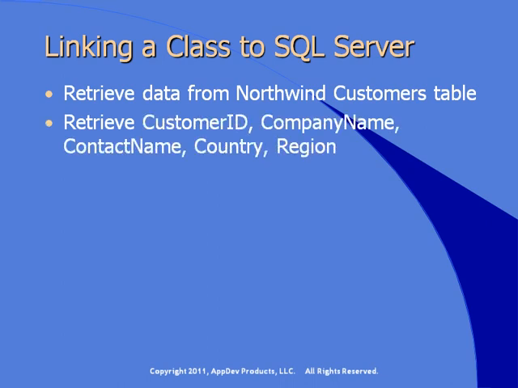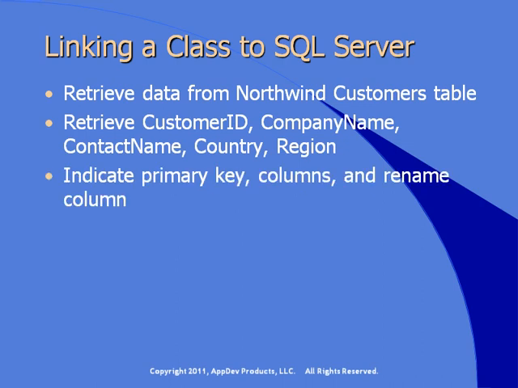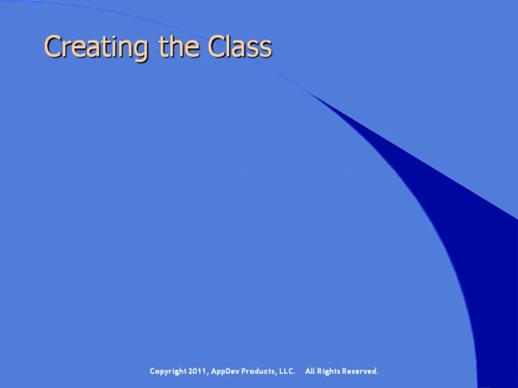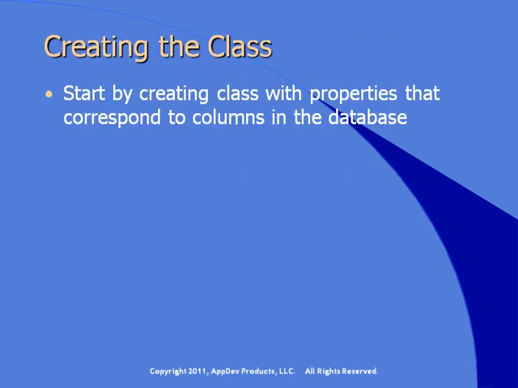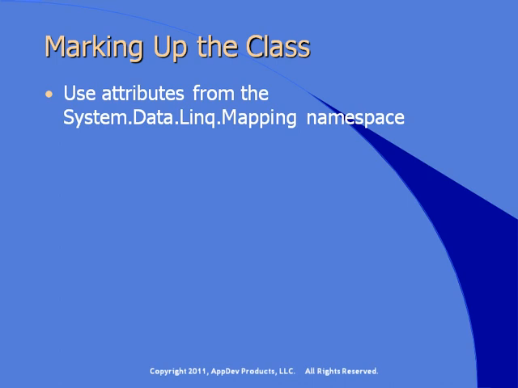We'll retrieve the customer ID, company name, contact name, country, and region fields, and we'll indicate the primary key, indicate which fields correspond to which properties, and rename a column just to show that we can. We'll start by creating a class with properties that correspond to columns in the database. That's the Customer1 class.